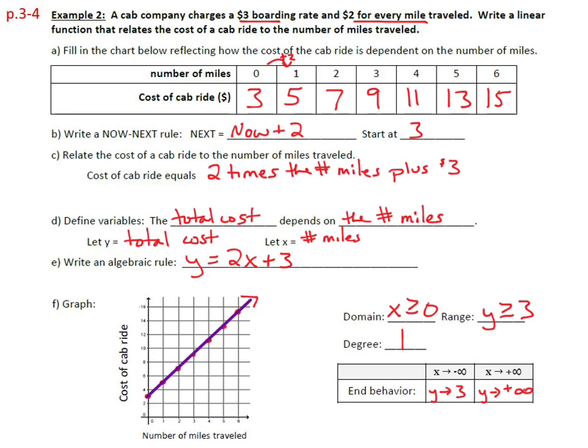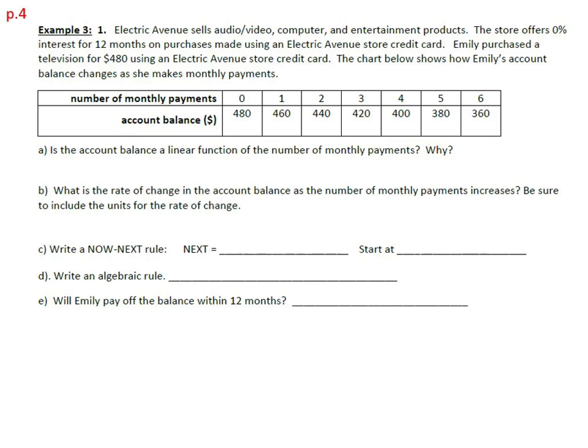All right, so now let's look at example 3. In example 3, we have Electric Avenue that sells audio and video, computer, and entertainment products. They offer 0% interest for 12 months on purchases that are made using their particular store credit card. So if Emily goes and purchases a TV for $480, we want to see how that balance is going to be panning out over the next year as she makes those monthly payments.